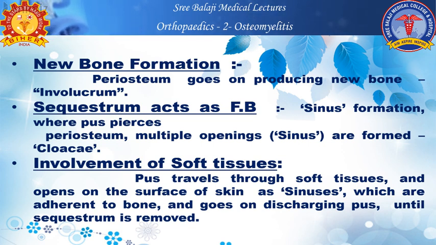Multiple sinuses will form, and the pus travels through the soft tissues and opens on the surface of the skin as sinuses. These sinuses will be adherent to the bone, which indicates that the infection started from the bone. So an adherent sinus is a pathological feature of osteomyelitis.